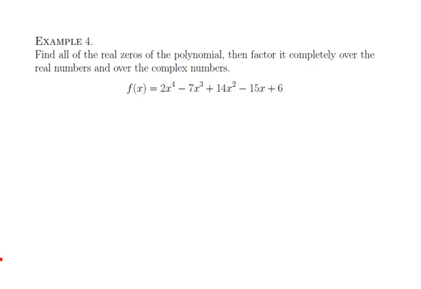Could you find all the real zeros of the polynomial 2x to the fourth minus 7x cubed plus 14x squared minus 15x plus 6?